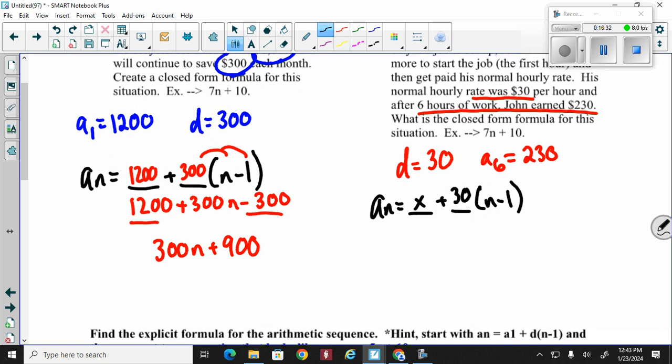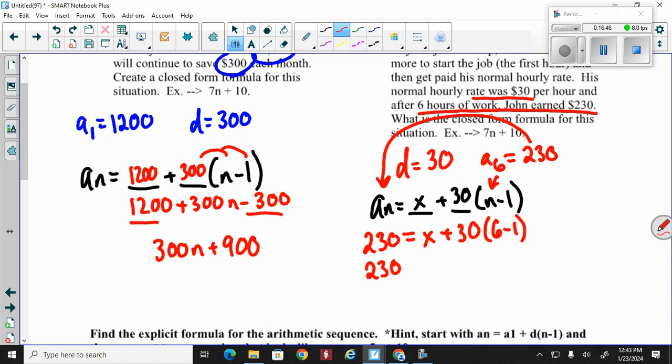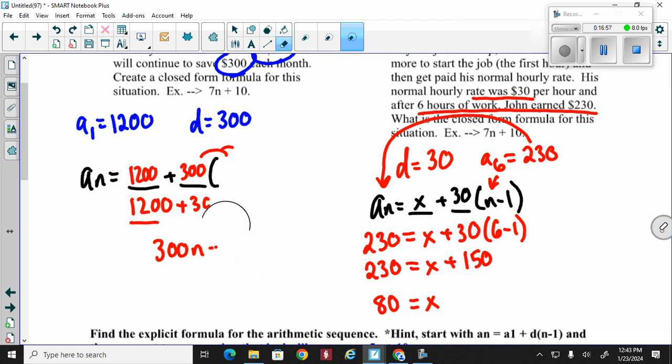Our common difference is 30. In this case, 230 will go there, 6 will go there. So 230 is equal to x plus 30 times 6 minus 1. 230 is equal to x plus 150. X is equal to 80. Okay? So I need some room here, so I've got to delete this.